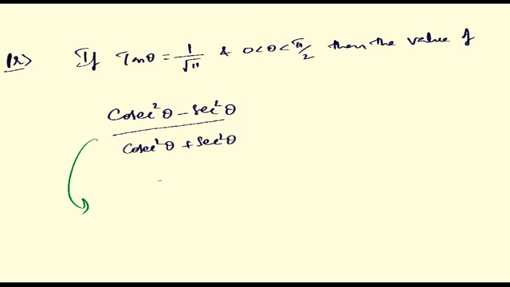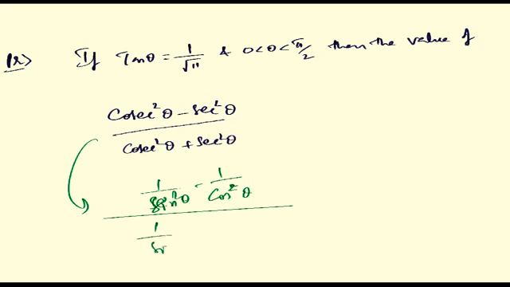So try to write cosecant square as 1 by sin square, and secant square as 1 by cos square. So it will become 1 by sin square plus 1 by cos square. I am trying to simplify the problem itself.